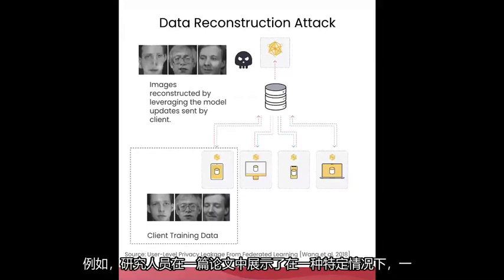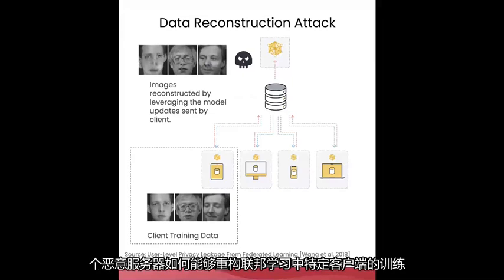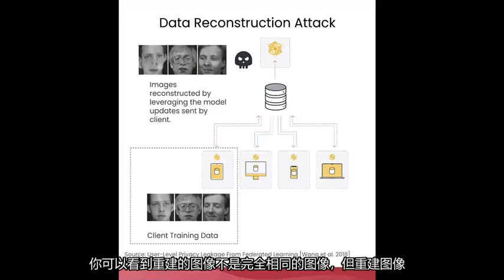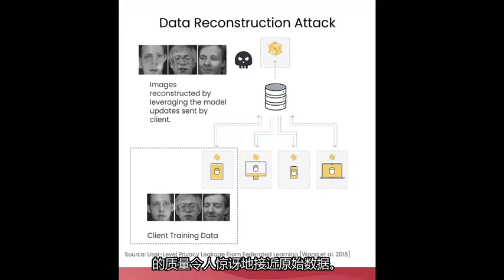For example, researchers have shown in a paper how, in one particular setting, a malicious server was able to reconstruct training data samples of a specific client in federated learning. You can see that the reconstructed images are not the exact same images, but also that the quality of reconstructed images is surprisingly close to the original data.